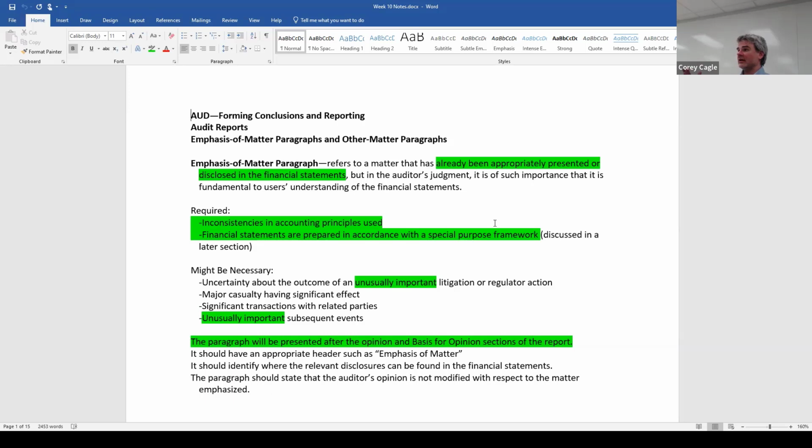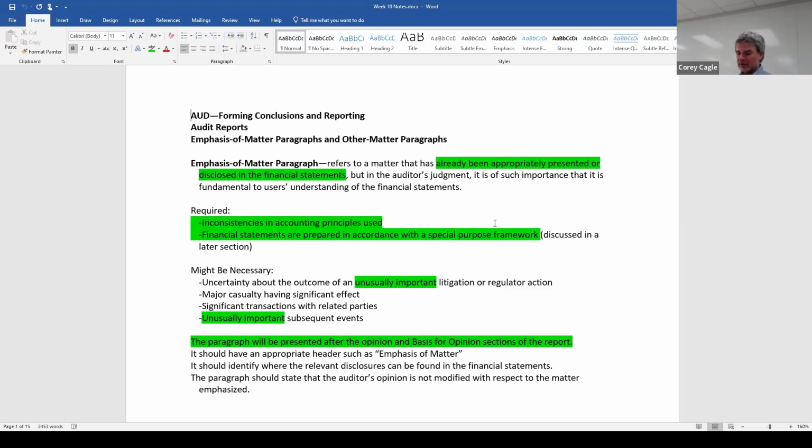And it should also state in the report that the auditor's opinion is not modified with respect to that matter. Right? If it was modified, then it wouldn't be an emphasis of matter thing anyway. It would be referred to in a different area of the report. So it wouldn't be there. So that's emphasis of matter.